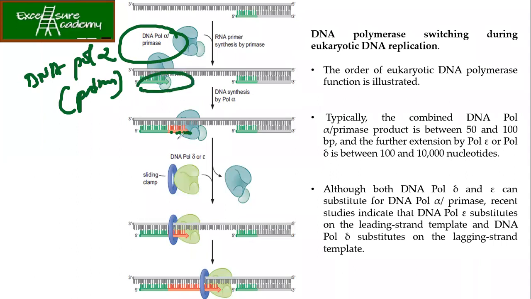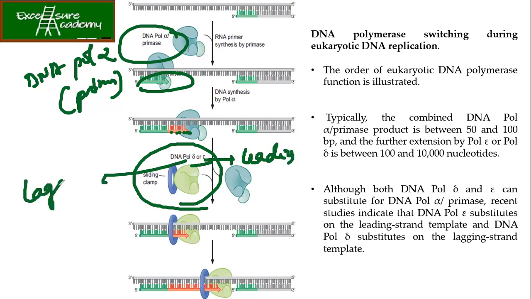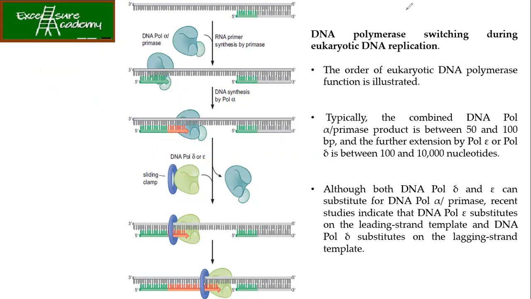Now what happens is that your DNA pol delta and epsilon will come. So that is the DNA polymerase having the sliding clamp. Typically the combined DNA pol alpha primase product is between 50 to 100 base pairs, and then it is further extended by epsilon and delta. So epsilon is for your leading strand and delta is for your lagging strand. Just now I have discussed, right? So in this way, it is going to switch the polymerase. So guys, this is how it is being done.